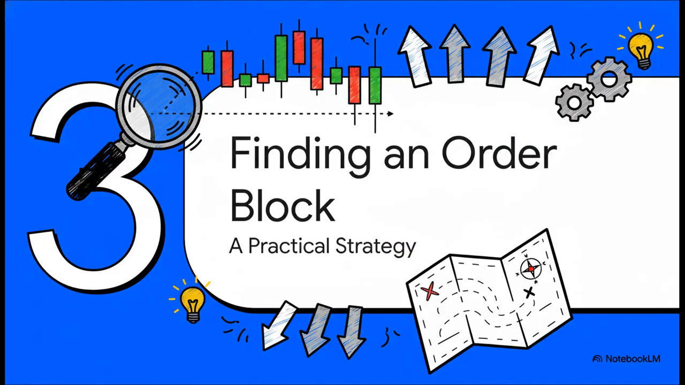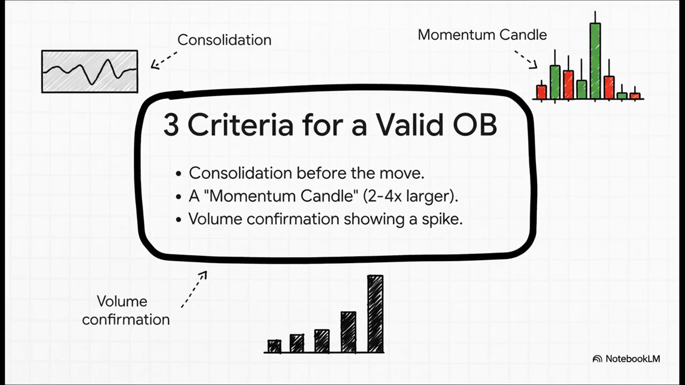Okay, theory's cool, we get what they are and why they exist. But now, for the fun part. How do we actually find them on our own charts? Let's turn into detectives. Finding a high-quality order block isn't some mystical art. It's a science. There are 3 clear, non-negotiable criteria you have to see. And I mean non-negotiable. If even one of these is missing, it's not a real setup, and you just move on. Let's break down each one.